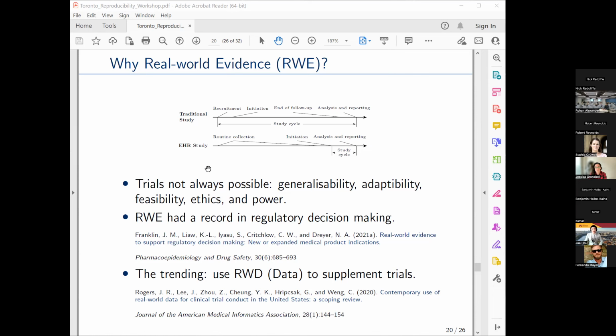It will also be very useful because trials have limitations in generalizability outside the very limited eligible patient cohort, and they might not be adapted to very specific subgroups. Sometimes there's a feasibility or ethical concern for assigning some patients to the control arms, and due to the cost of running a trial, the power is sometimes compromised. So there is a lot of opportunity for other sources of evidence to supplement that. Some of my colleagues have shown in a summary paper that real-world evidence has a record of supporting regulatory decisions. So this is not a new thing, people just didn't use this term before. And there is also a recent trend to use real-world data to supplement trials.